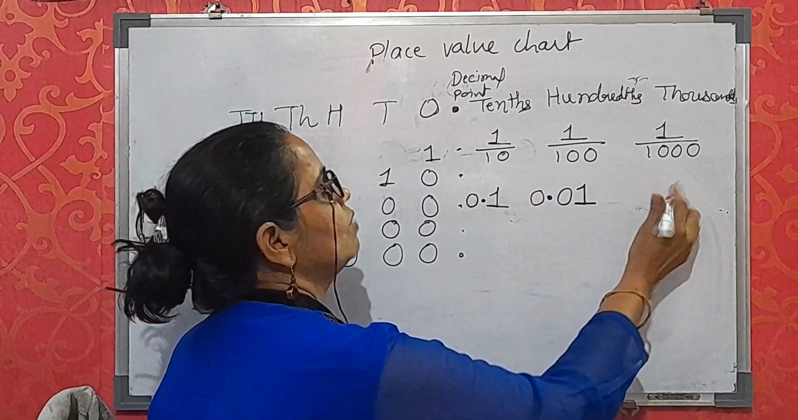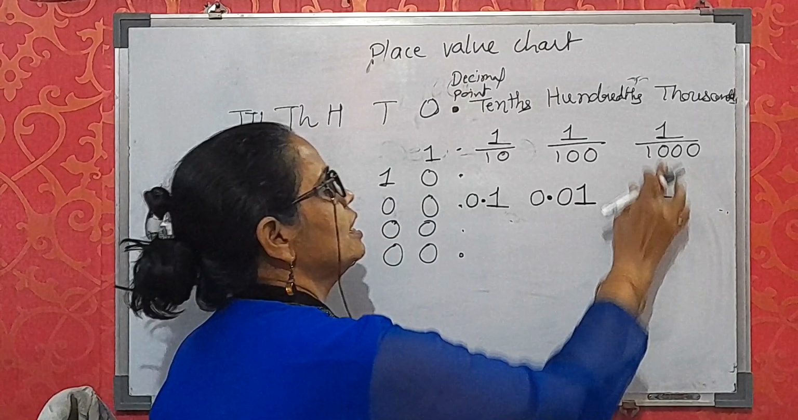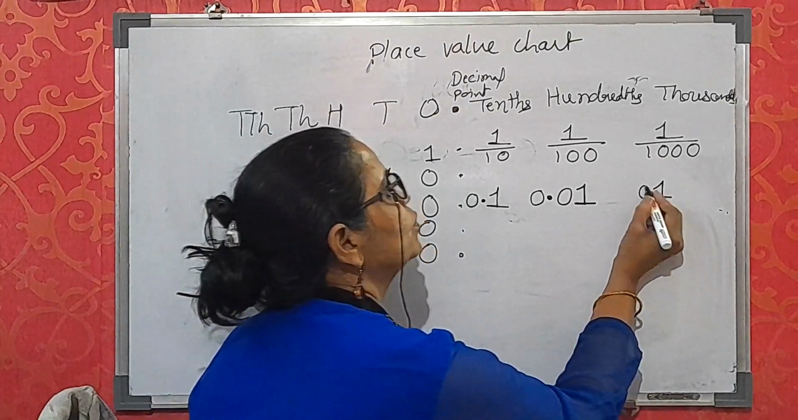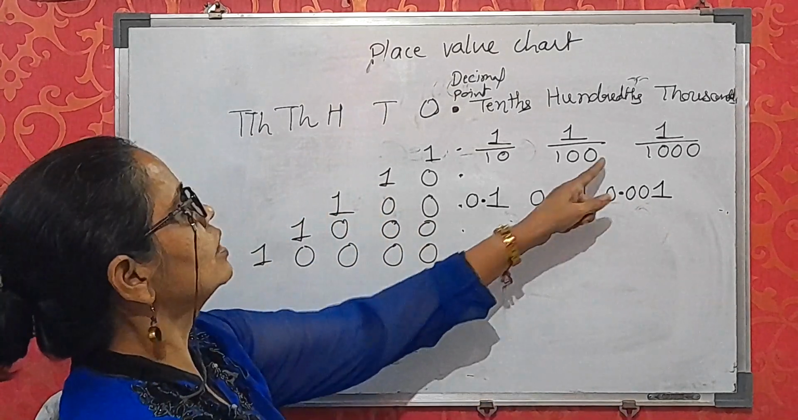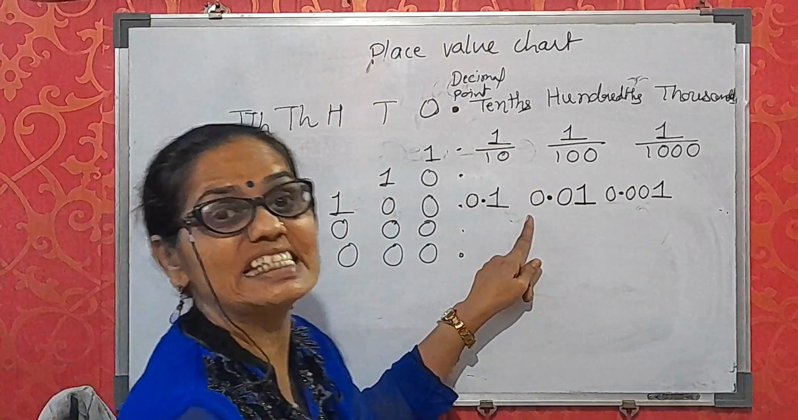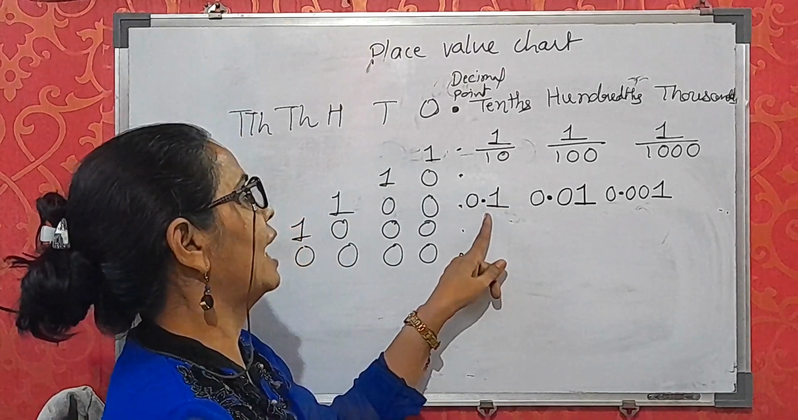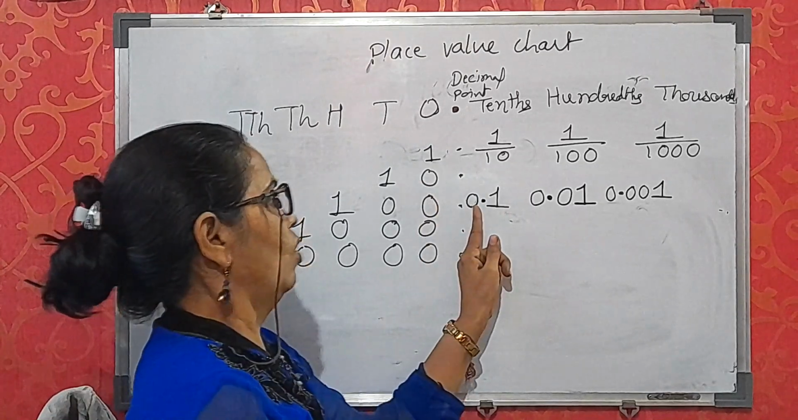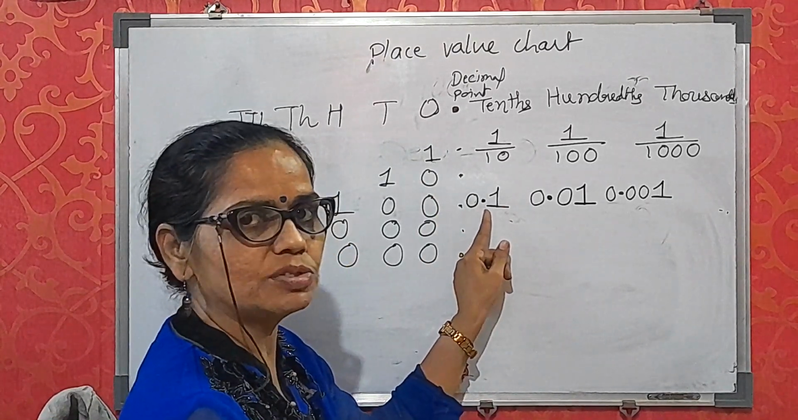Same way 1 upon 1000: 1, 3 zeros, so 3 digits, no number so 0, decimal point and 0. So this way, this is called a decimal fraction and this is known as a decimal number. Right? So in a decimal number, we are writing the numbers on the right hand side of the decimal point. So this way you understood very well.